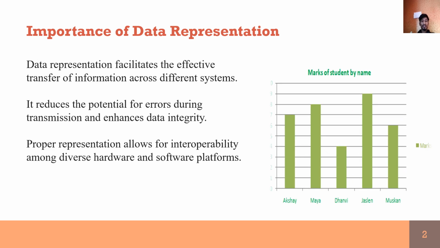Importance of data representation. Data representation facilitates the effective transformation of information across different systems. It reduces the potential for errors during transmission and enhances data integrity. Proper representation allows for interoperability among diverse hardware and software platforms.